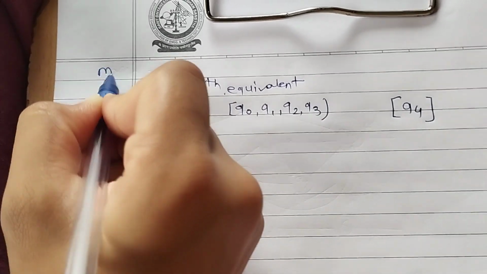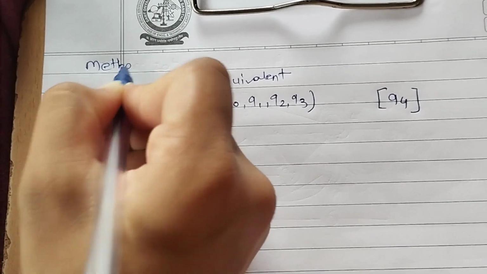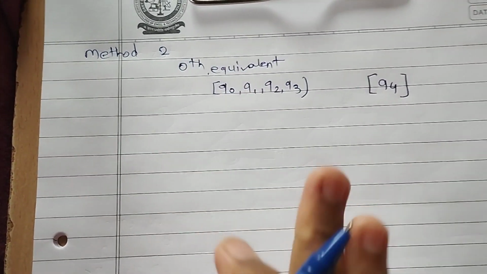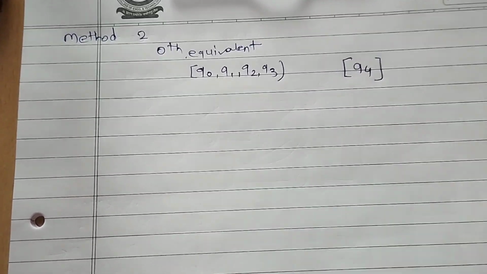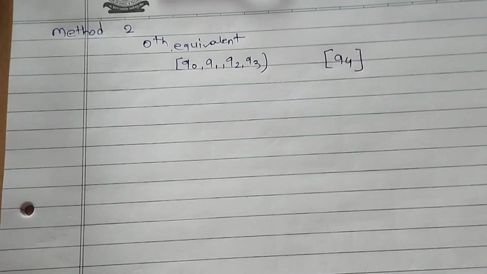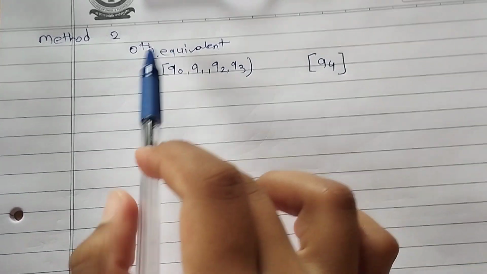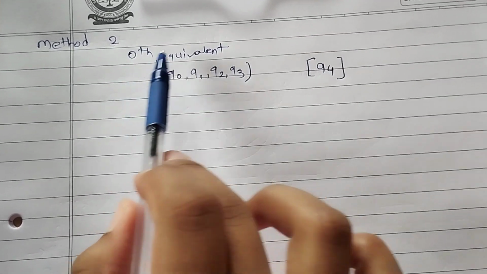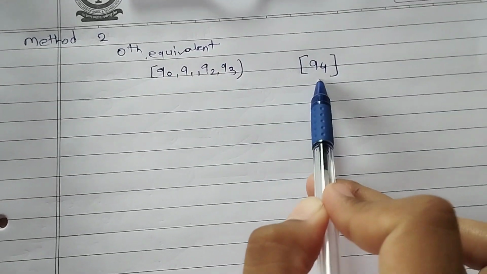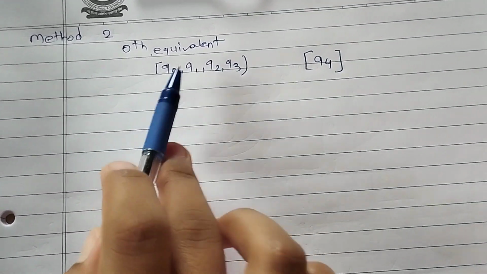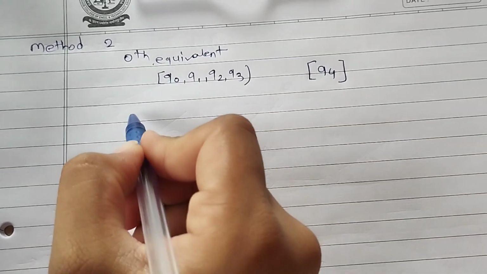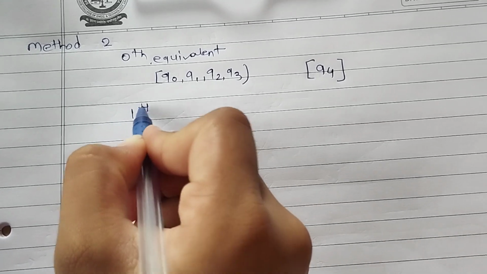This is method number 2. You solve by using this method, all the previous method number 1. So here we find out the zeroth equivalent. This is the acceptance state and this is the non-acceptance state. Now we find out the first equivalent.